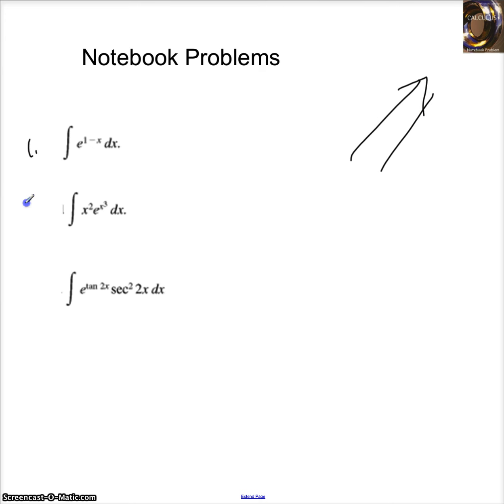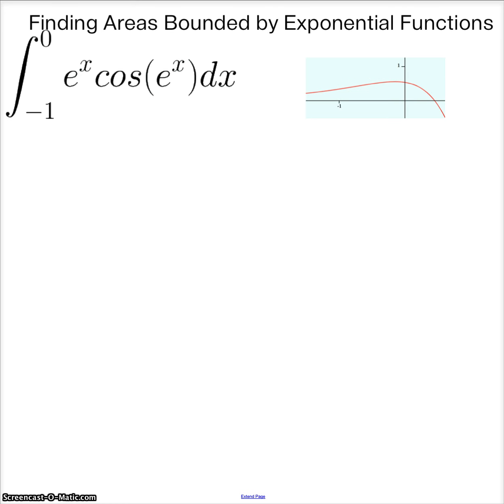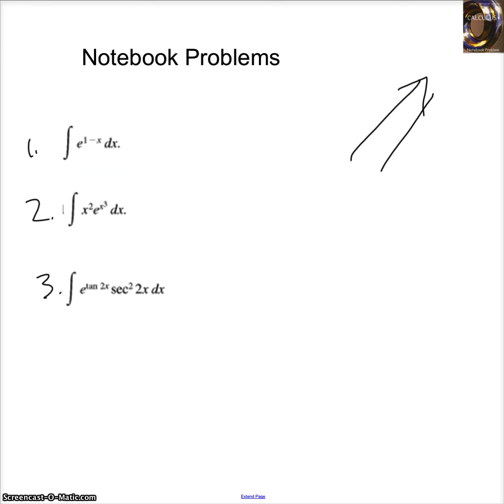This is number 1, 2, and 3. When you're done, stop the video. When you're done, turn the video back on. We have a couple more things to do. Sorry about that. A couple more things to do. I like my arrows nice and dark. I know you don't care, but I do.